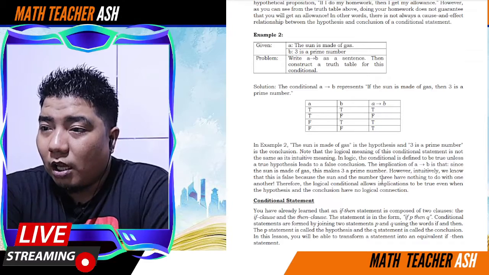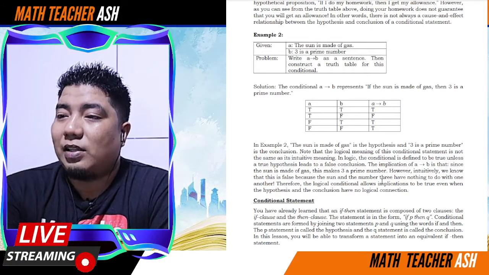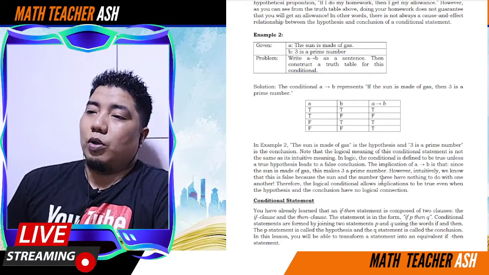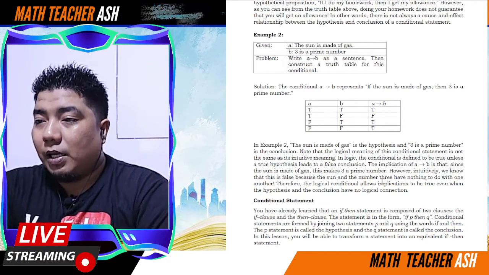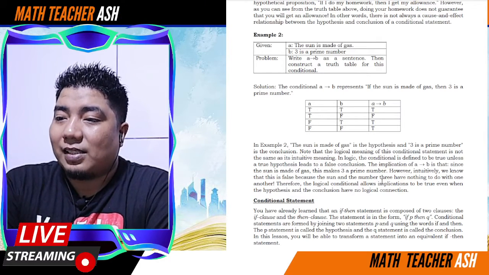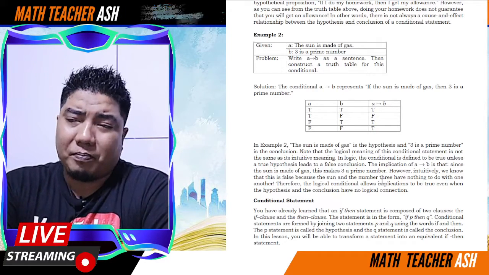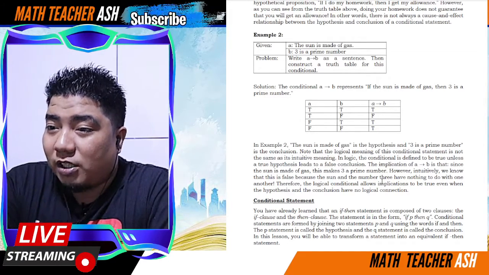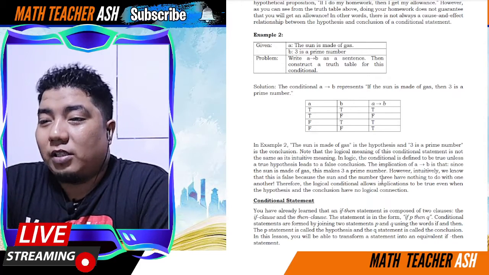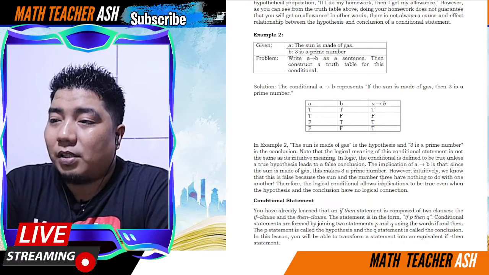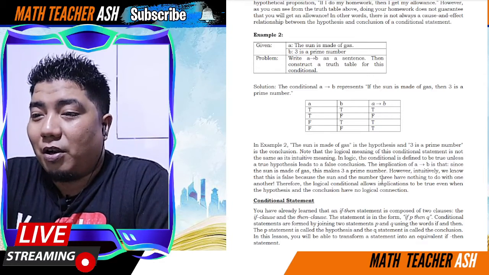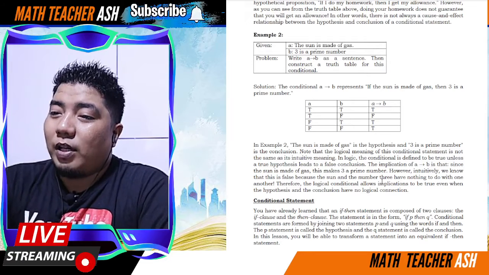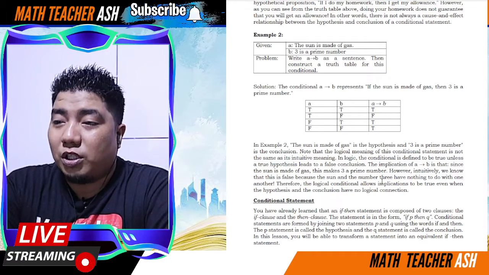Okay? In logic, the conditional is defined to be true unless a true hypothesis leads to a false conclusion. The implication A implies B is that since the sun is made of gas, this makes 3 a prime number. Walang sense. However, intuitively, we know that this is a false statement because the sun and the number 3 have nothing to do with each other. Alright. So therefore, a logical condition always implication to be true even when the hypothesis and the conclusion have no logical connection.